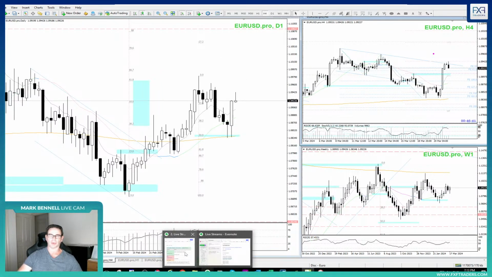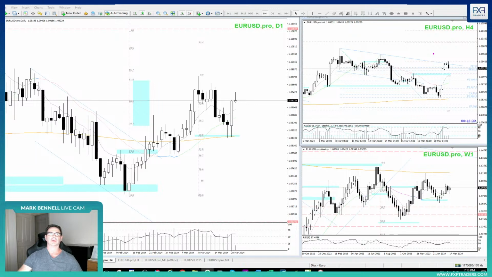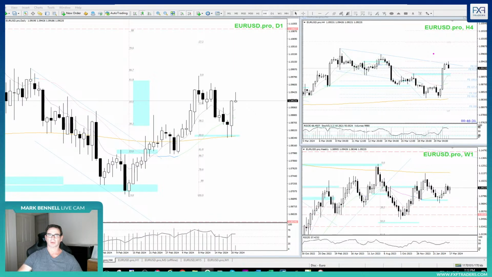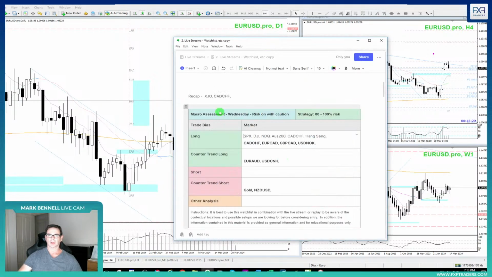Euro dollar, so I've put that on the list. Had a lot of big moves on that news, so just be mindful of that. Yeah, we're still long. All right, so Thursday it is. Risk on with caution. No, just straight out risk on now, now that we've broken through. So there's the SPX, Dow Jones, Nasdaq, the Aus 200 we spoke about. Euro USD, we've just explained what to look at.